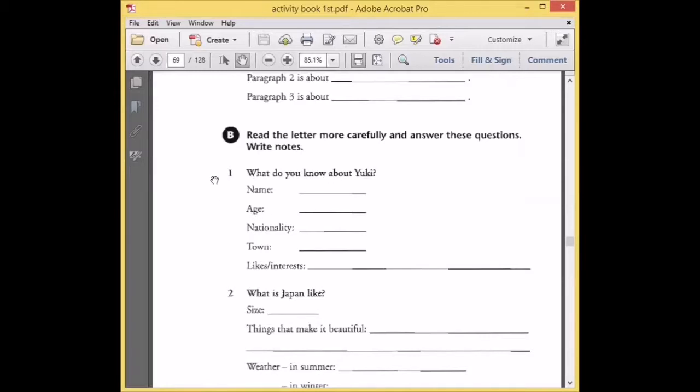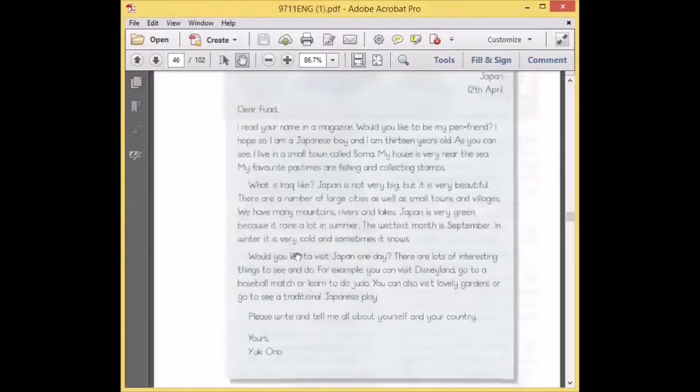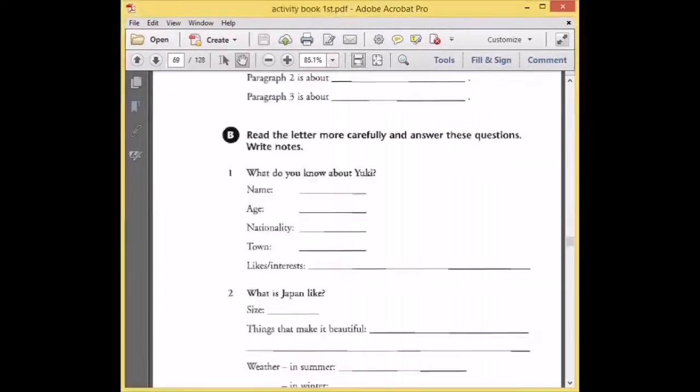Now, what do you know about Yuki? Information about Yuki. Name. What is Yuki's name? You go back to the letter and check it for this piece of information. Yuki Ono. Yes, exactly, just like Awab is saying. Number 2, age. How old is Yuki? 13. So Yuki is 13 years old.